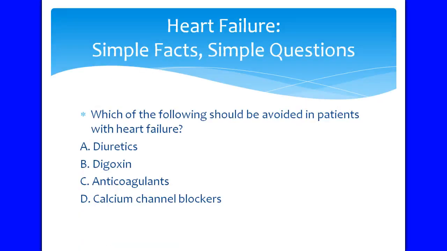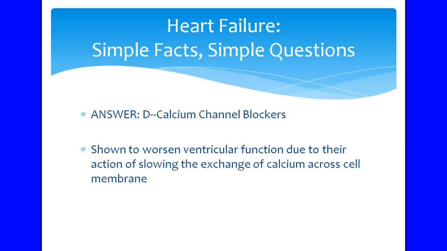Now, which of the following should be avoided in patients with heart failure? A, diuretics, B, digoxin, C, anticoagulants, or D, calcium channel blockers. The correct answer is D, calcium channel blockers. These have been shown to worsen ventricular function due to their action of slowing the exchange of calcium across the cell membrane. As you know, calcium is necessary for contractility, and these people already have reduced contractility, and we don't want to make that worse.